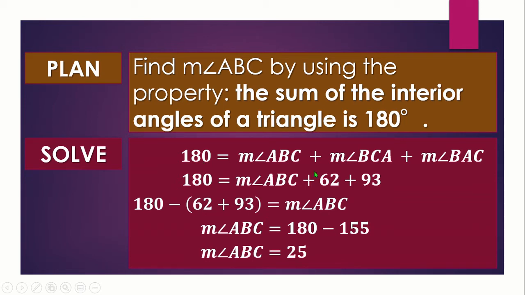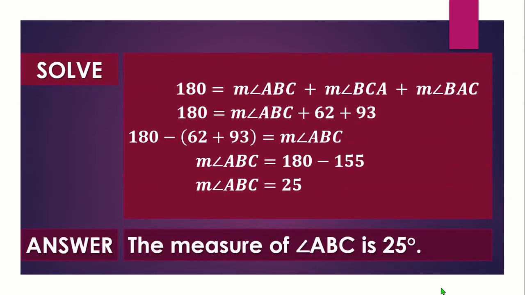To solve, we are going to equate the three measurements of the three angles to 180. Since we have the measurement of angle BCA and BAC, we are going to substitute them. Now, using the addition property of equality, we have 180 minus the quantity of 62 plus 93. That will be 180 minus 155. The measure of angle ABC is equal to 25. To answer the question, the measure of angle ABC is 25 degrees.